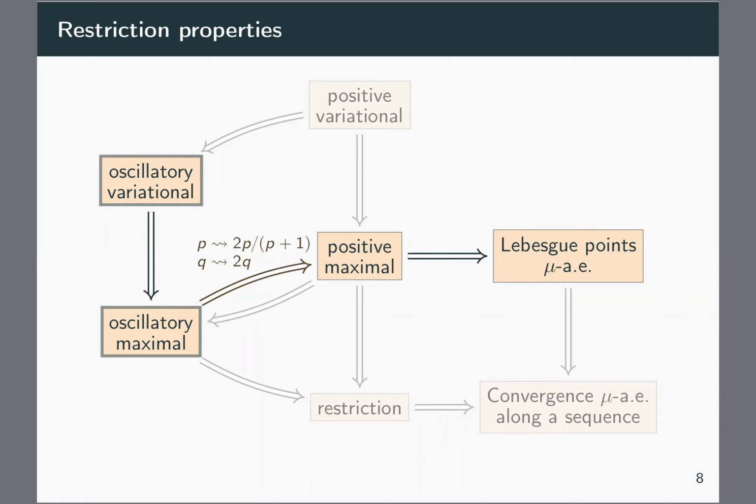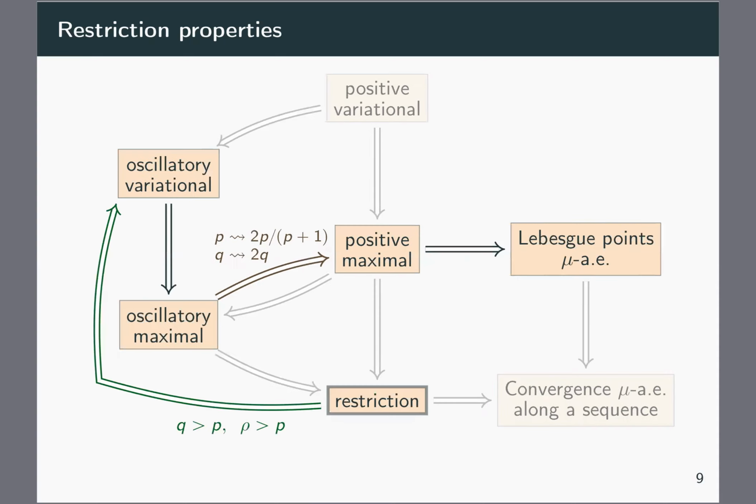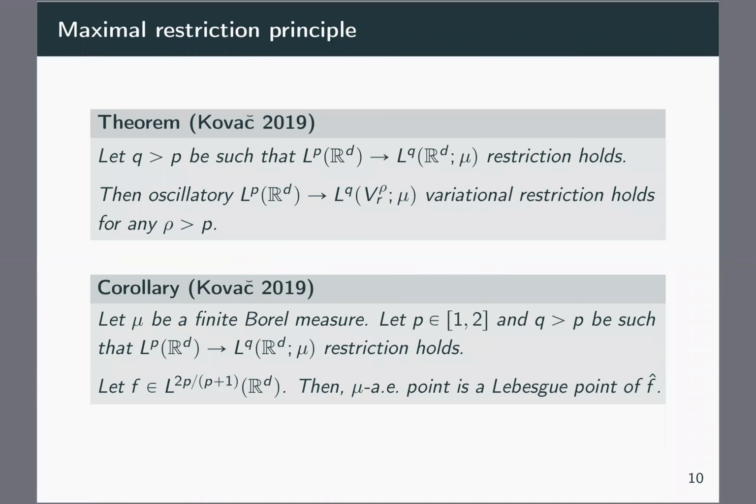I'm still not done. There's still not an implication from restriction to Lebesgue points, so we need another arrow. And this one may look a bit magical. It is an implication from restriction to oscillatory variational restriction. And this holds whenever you have a restriction inequality from L^p to L^q(mu), and q is strictly larger than p, then you get an oscillatory variational restriction inequality with the same exponents and with the variational exponent rho larger than p. So this is a result due to Kovač in 2019.